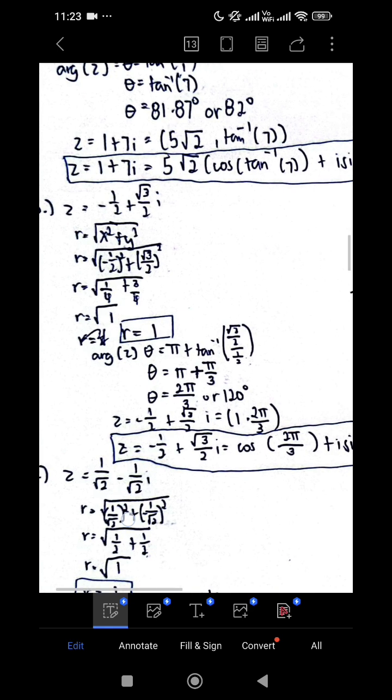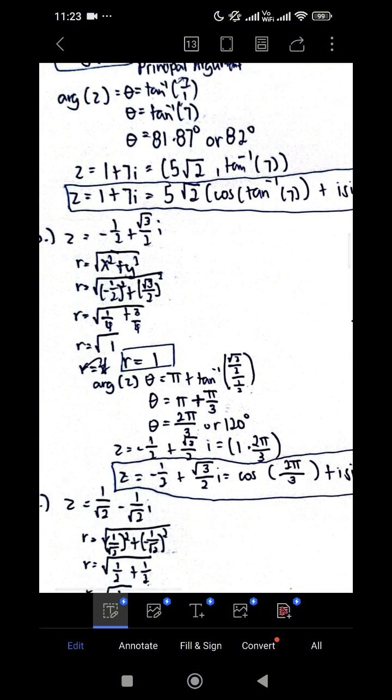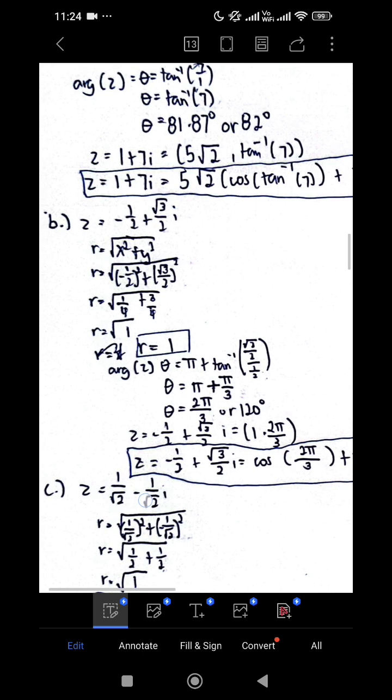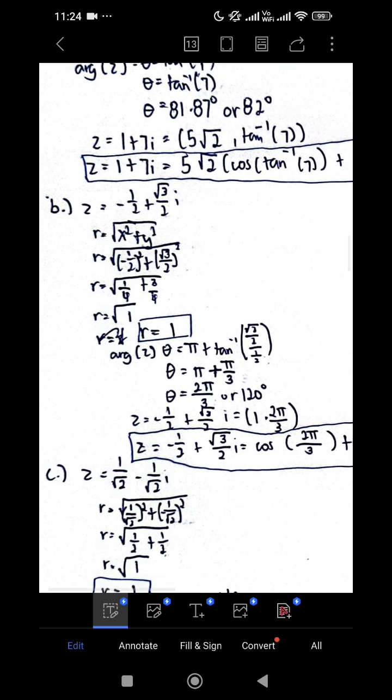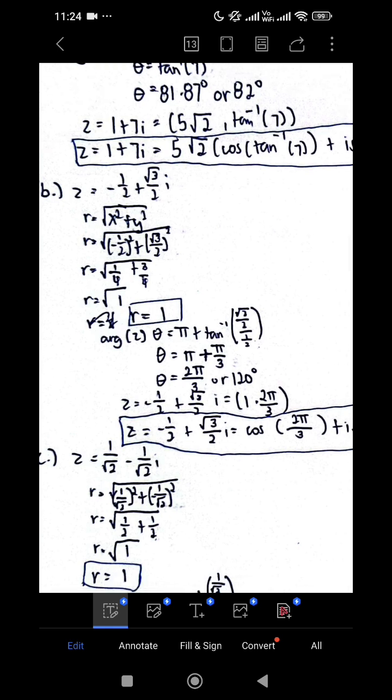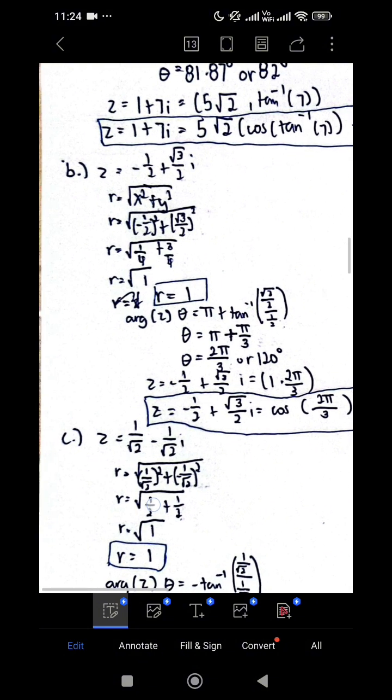Then the argument, the principal argument again, arg z, theta is equal to pi plus tan raised to negative 1 of square root of 3 over 2 all over 1 over 2. Then we will get theta is equal to pi plus pi over 3. Next, we will get theta is equal to 2 pi over 3, or simply 120 degrees if we change it.